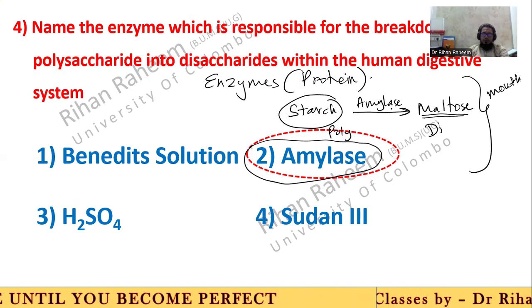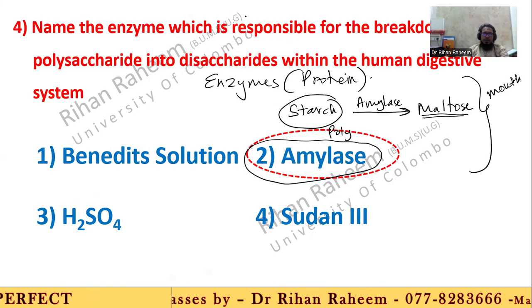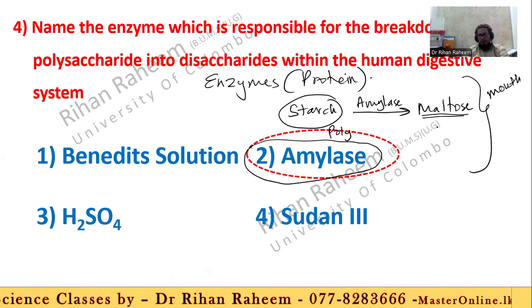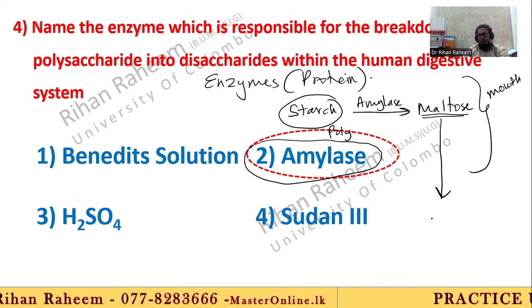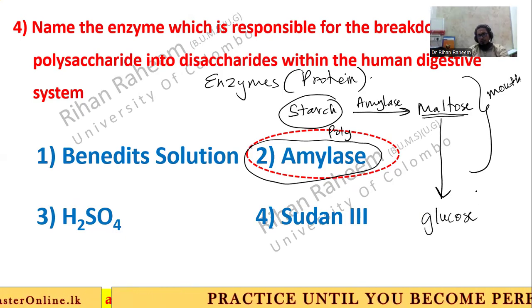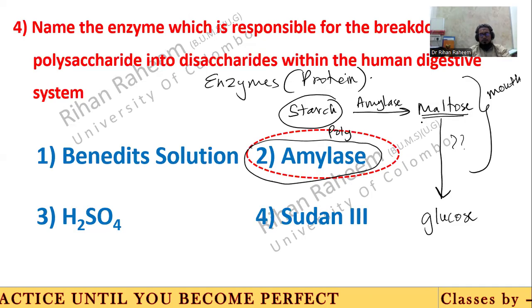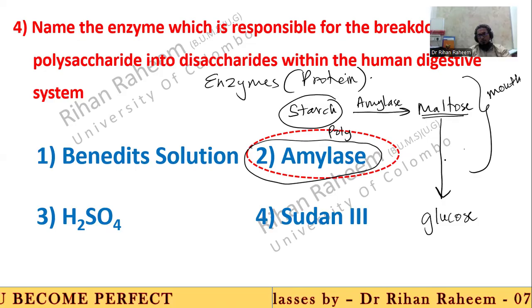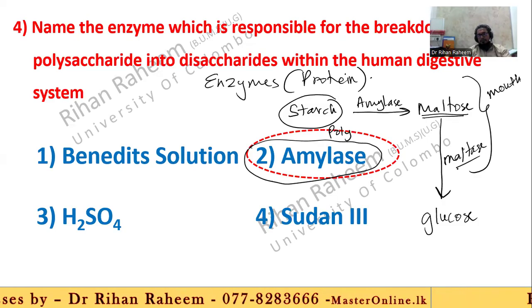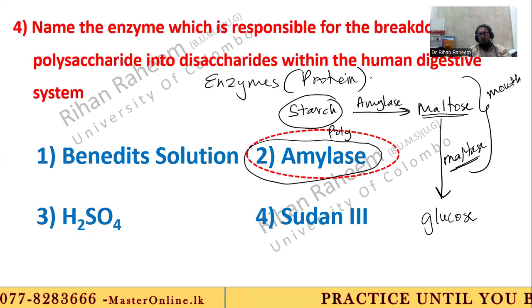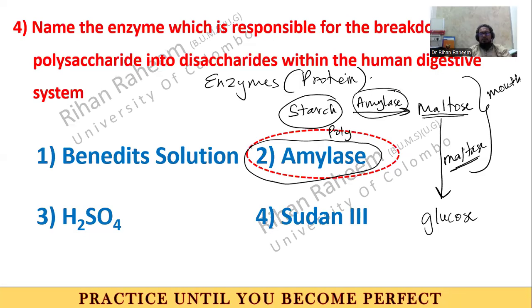Yes, today I didn't send the link to any grade 11s. Are there any grade 11s here? I think you can answer this question. Maltose will be broken down to glucose with the help of what enzyme? For my theory class students, I gave the names of all the enzymes. Maltase, yes, correct, good. Maltose will be broken down to glucose by the maltase enzyme. Maltase is the enzyme, maltose is the disaccharide. Like that, amylase is also an enzyme.